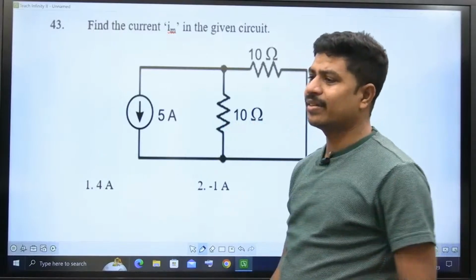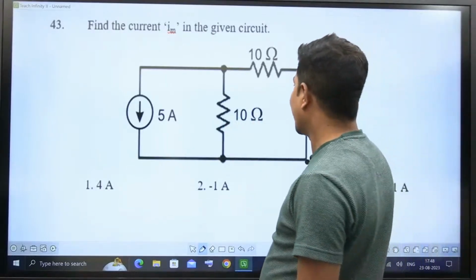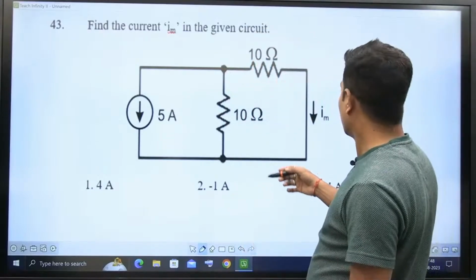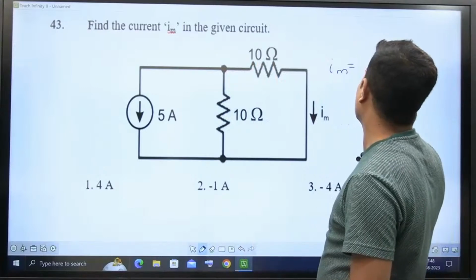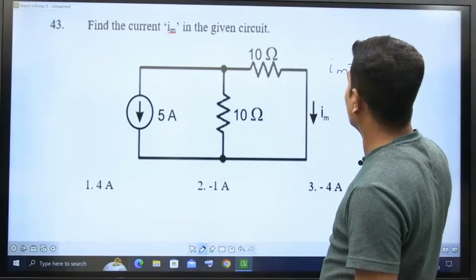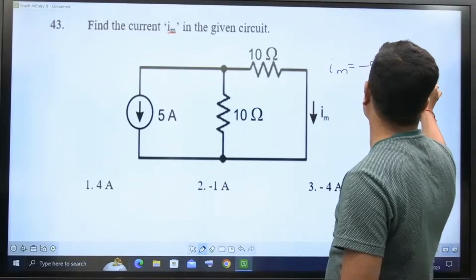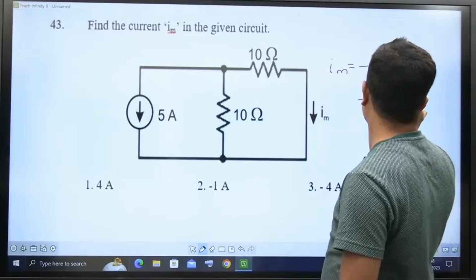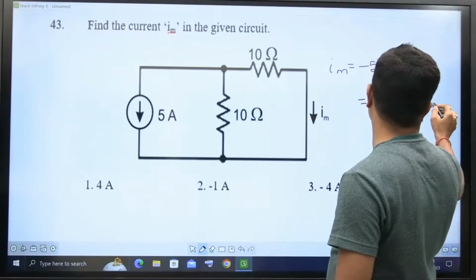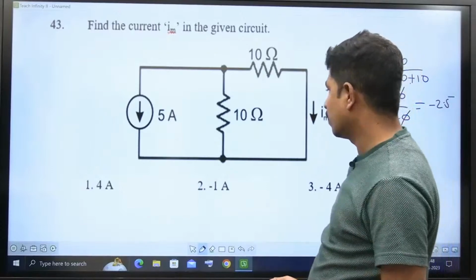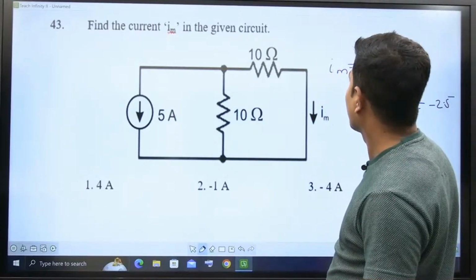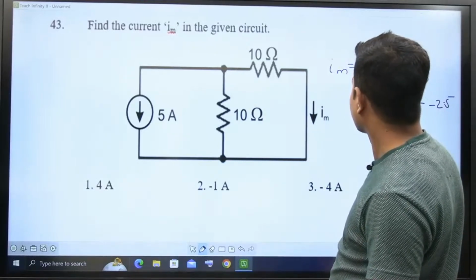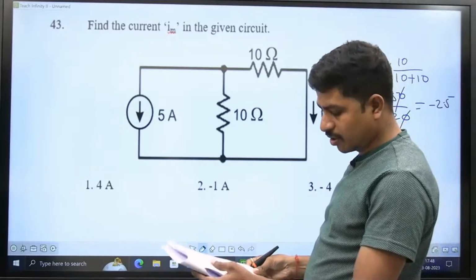Current IM is asked. Direct question. Now apply current division. So IM is equal to minus 5 into 10 by 10 plus 10, that is minus 50 by 20, which is minus 2.5. That's all. Minus 2.5. It's not there in the options. Let me check question 43.